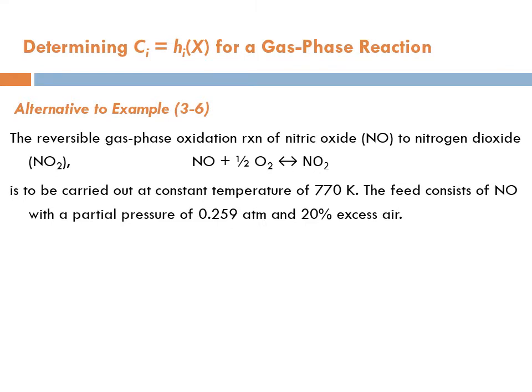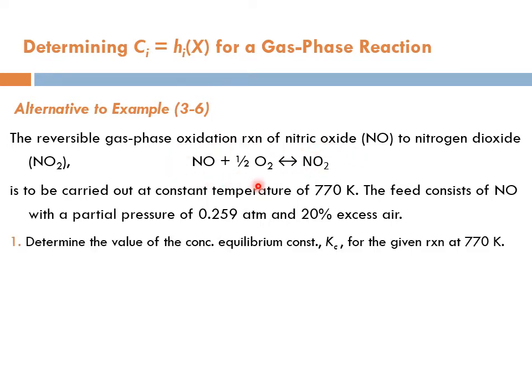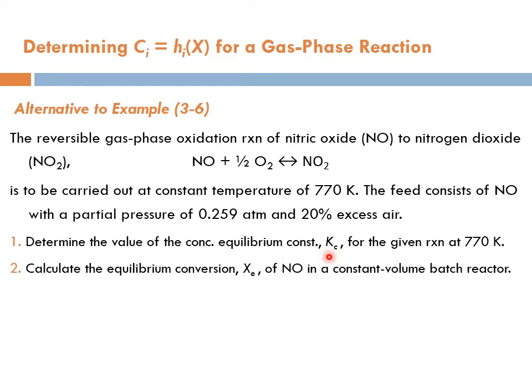If you recall, the problem was that we had a reversible reaction and then we had a few requirements. The first requirement was to find the equilibrium constant Kc, which we have found in the previous lecture. The second requirement is to calculate the equilibrium conversion Xe of NO in a constant volume batch reactor.